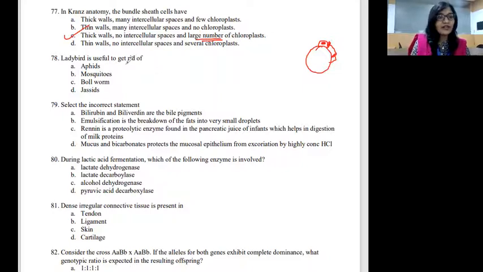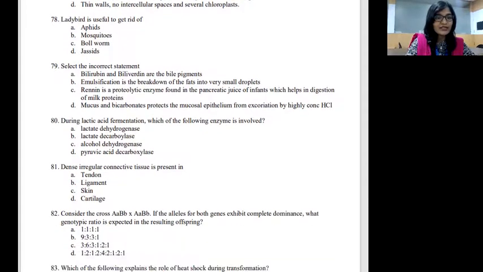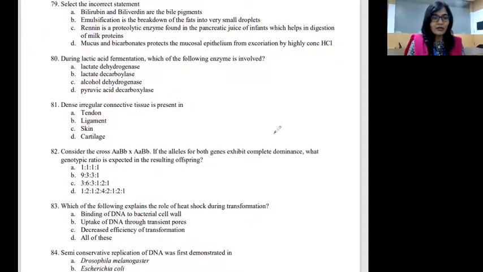Ladybird is useful to get rid of aphids. So if ladybird is present, aphids will not be present. Okay, yes. Select the incorrect statement is given over here. So bilirubin and biliverdin are the bile pigments. Yes, they are the bile pigments. So this is a correct statement.